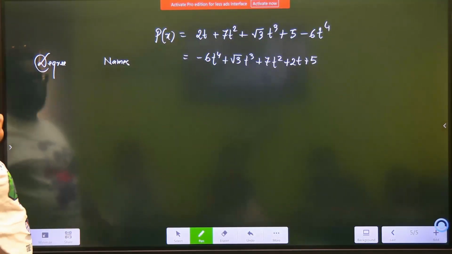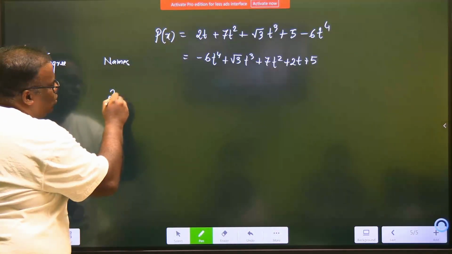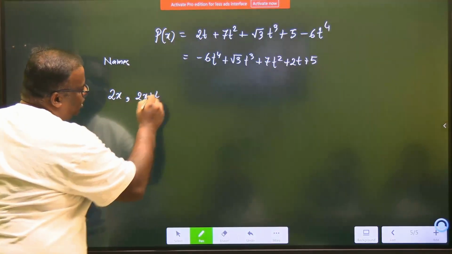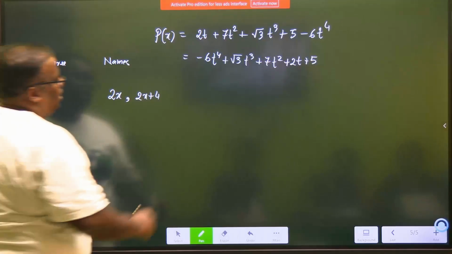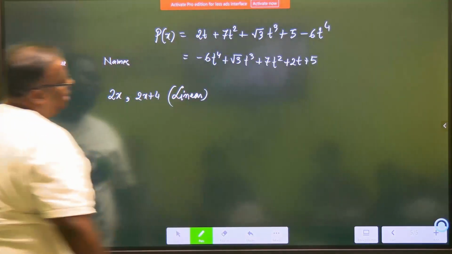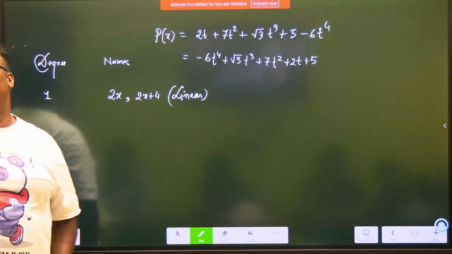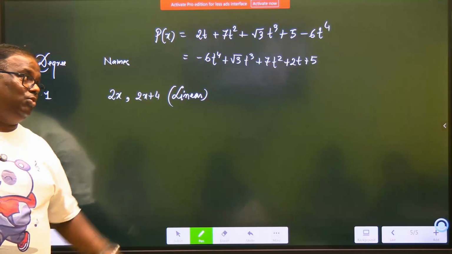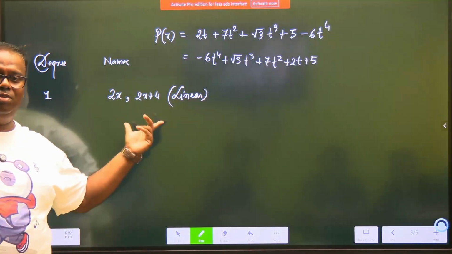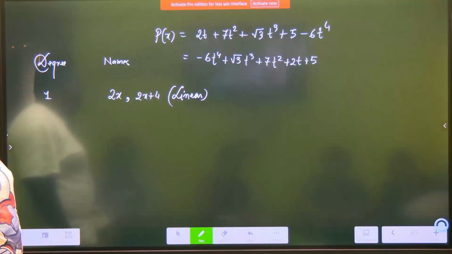If your degree is 1, then your polynomial can be 2x. Your polynomial can be something like 2x + 4. This is also allowed. Such a polynomial will be called linear. And that's the reason in grade 6 or 8, when you used to do linear equations in one variable, try and remember the chapter. In that chapter, you never got a question which had a square term, because you were solving linear equations. Linear means the degree will be 1.